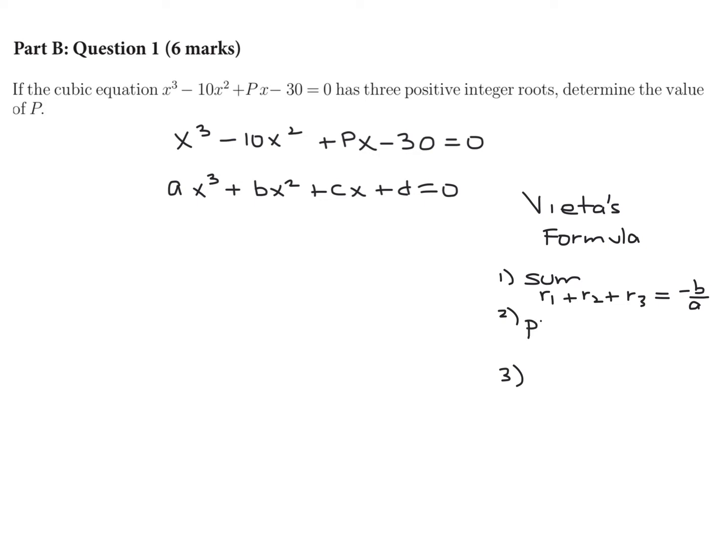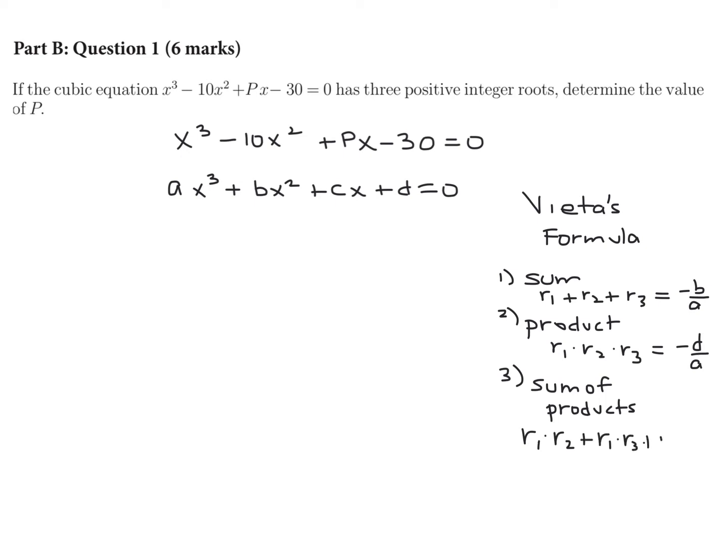And then the product of the roots, by Vieta's formula, R1 times R2 times R3, is equivalent to minus d over a. And then there's another one which is a little bit lesser used, which is the sum of the products: R1 times R2 plus R1 times R3 plus R2 times R3. That's equal to c over a. Okay, so let's see what we get with these.